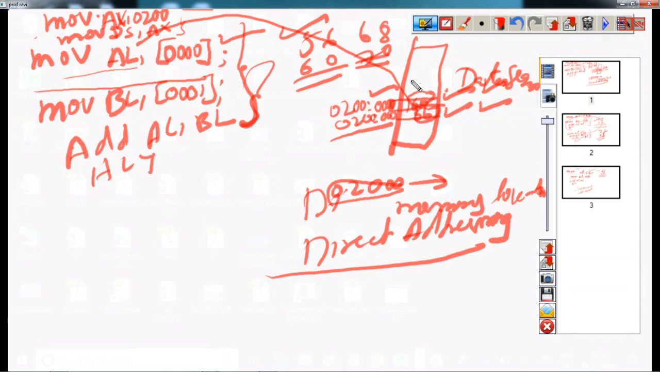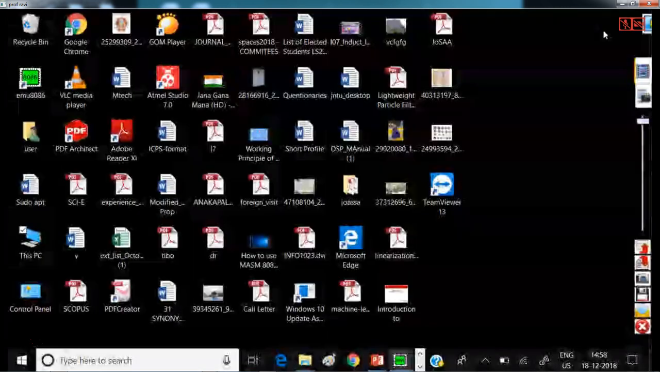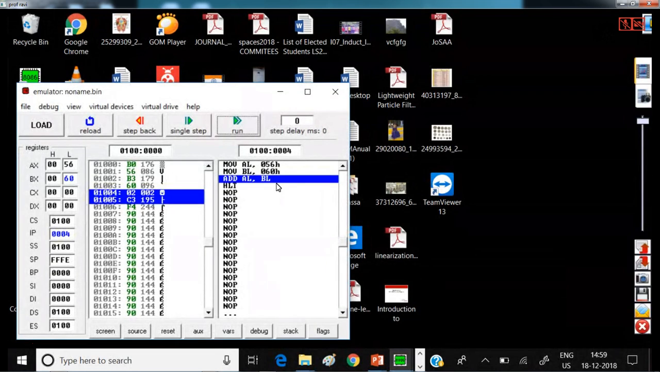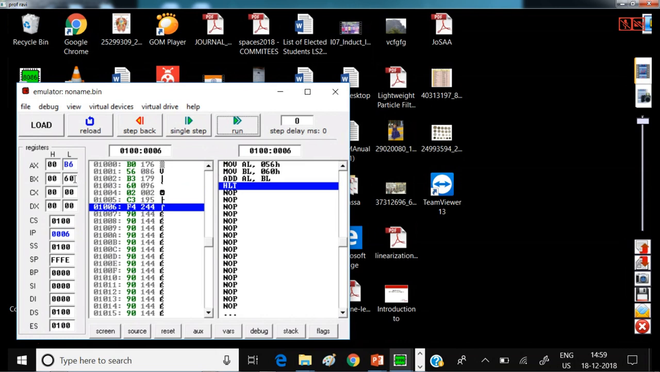How to do this kind of addressing mode in the lab is what we can try to see with the help of this emulator. So this is what I am trying to explain. ADD AL, BL, and then the result will be accumulated back in AL. So these two things are added and stored in the lower byte, AL. BL's content will not be changed. HLT means the emulator will stop. That is your last thing.